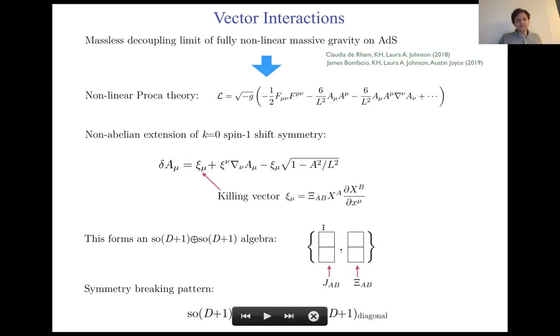And the algebra this forms now is a direct sum of two de Sitter algebras. So one is the isometry algebra of the background, and the other is the SO(D+1) of the shifts of the Killing vector. So together it's the direct sum of the two, and the symmetry breaking pattern is taking you down to a diagonal of these two.